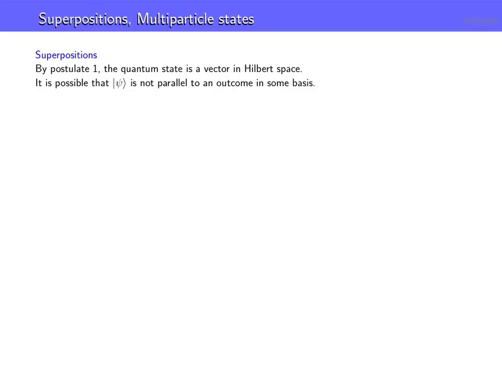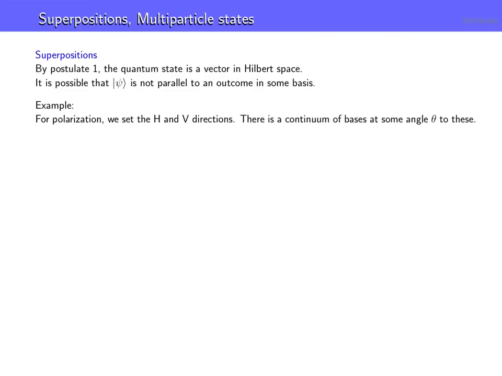So let's go to polarization. Now, we use the H and V directions as our canonical basis. But we know we can always rotate either our polarizer or a polarizing beam splitter through a continuum of angles. There's a continuum of angles that we can measure in, and each of these is going to give two outcomes. Again, think of a polarizer set at some angle. The two outcomes would be it passes through or it doesn't pass through.